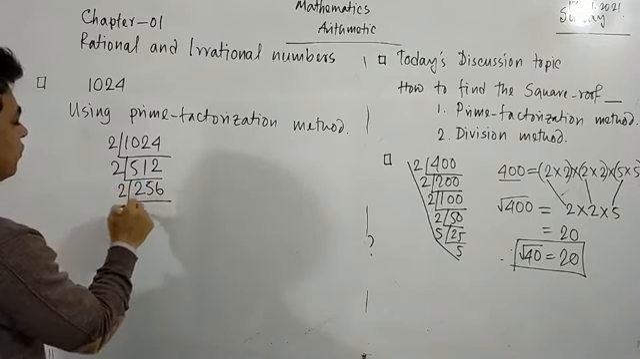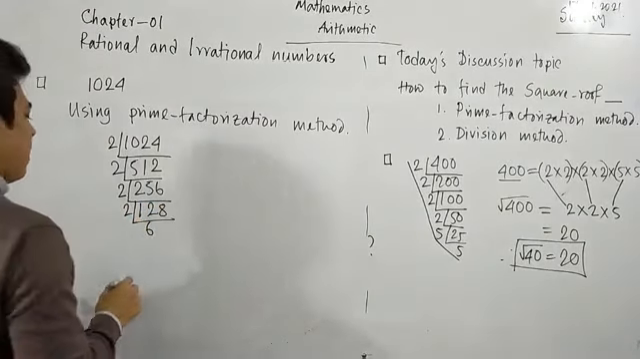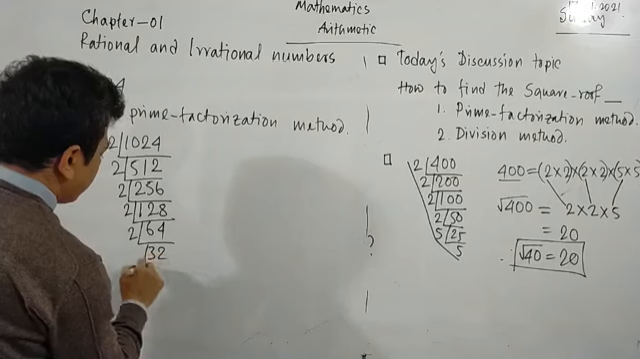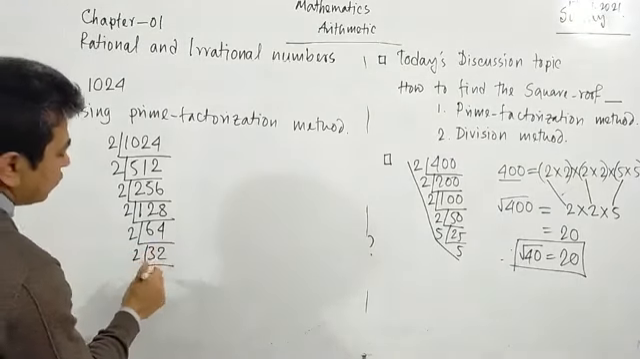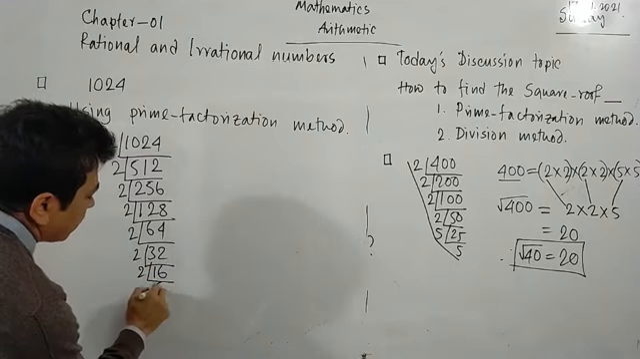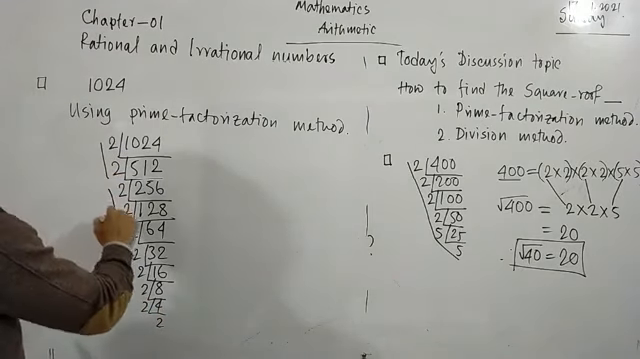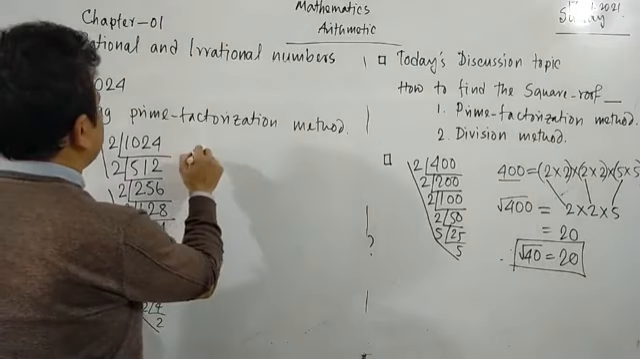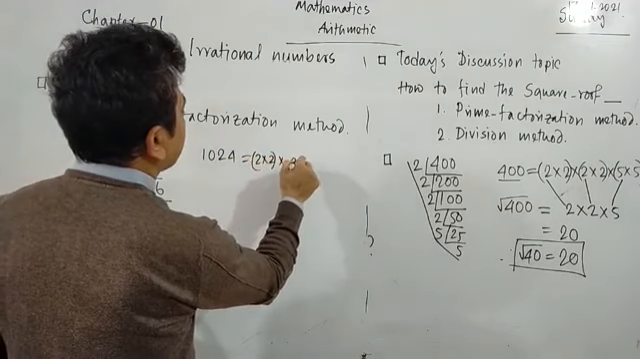Divide by 2, it is 256. Divided by 2, it is 128. Divided by 2, it is 64, then 32, 16, 8, 4, and 2. So how many 2s here? 1, 2, 3, 4, 5. So 5 pairs of 2 here. So we can write 1024 equals 2 into 2, 5 pairs, 2 into 2.